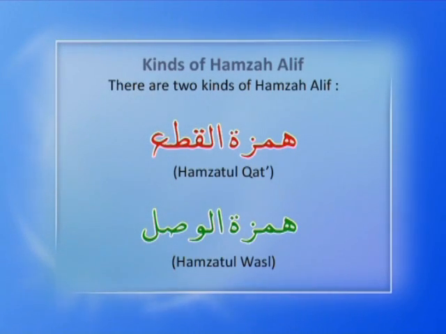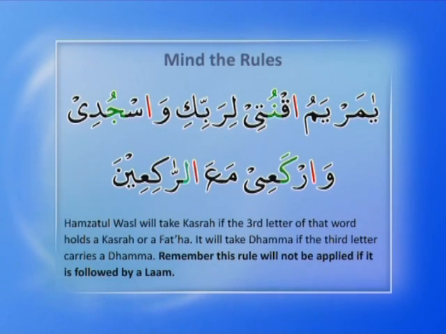Just a quick revision, there are two kinds of Hamza alif, that alif which takes a stroke, Fatha, Kasra or Dhamma: Hamzatul Qat' and Hamzatul Wasl. And mind the rules. This is a verse from Surah Ali Imran, chapter 3, which basically covers all three rules.